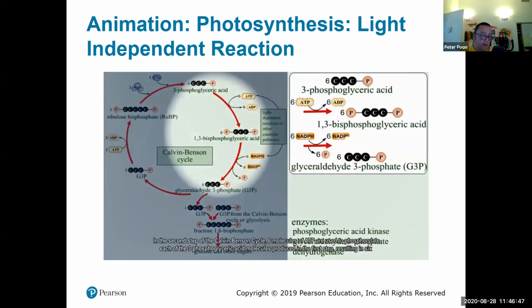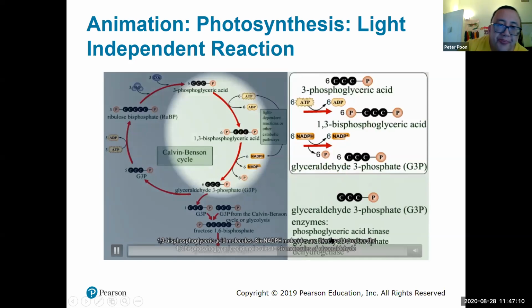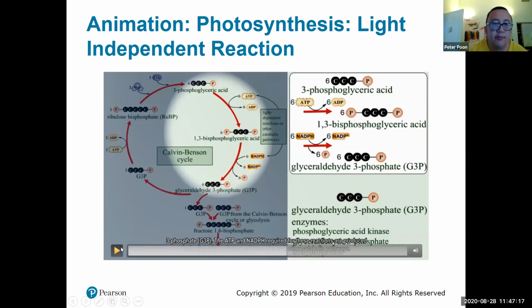In the second step of the Calvin-Benson cycle, 6 molecules of ATP are used to phosphorylate each of the 3-phosphoglyceric acid molecules produced in the first step, resulting in 6 1,3-bisphosphoglyceric acid molecules. 6 NADPH molecules are then used to reduce the 1,3-bisphosphoglyceric acid molecules to 6 molecules of glyceraldehyde 3-phosphate, G3P.